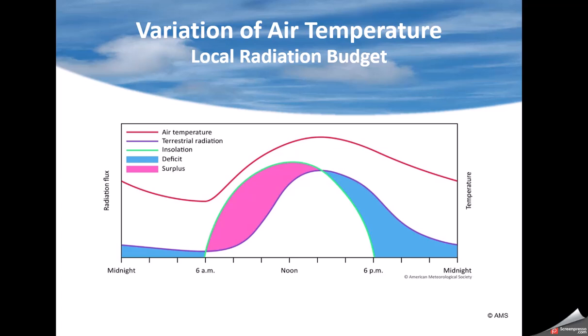Eventually, they're going to cross. When they do, it's going to start cooling again. And you'll notice that that is in the afternoon. Yes, the peak of the solar radiation occurs at noon, but by afternoon is when it takes for the infrared radiation to be stronger than the solar radiation.